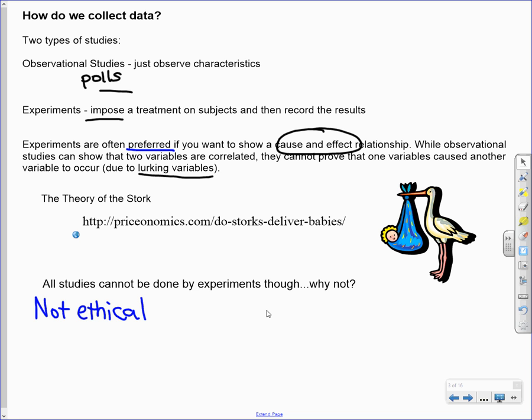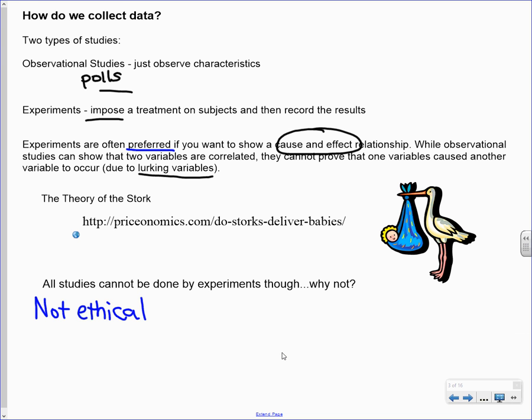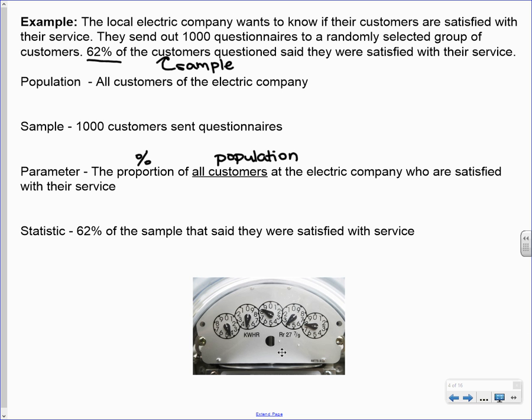Also, something like smoking and pregnancy. We're already aware that smoking while pregnant is not a good thing, but would you want to say, okay, I've got 40 pregnant women here, I'm going to make 20 of them smoke, 20 of them aren't going to smoke, and then we're going to see what happens with the babies? Well, obviously not, because that's not ethical to do, right? So not all studies can be done by experiments, but if it's possible, we would rather do an experiment so that we could show that cause and effect relationship.